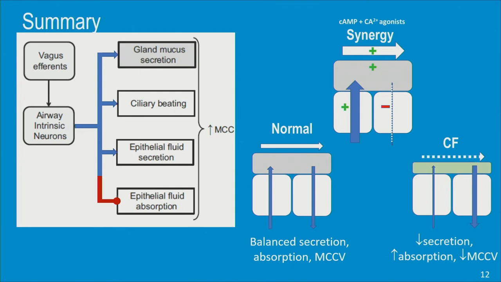As shown on the right, we think there are three basic models. In the normal airway, secretion, absorption, and mucociliary clearance velocity are all balanced. If they weren't, you would either fill up with fluid or go dry. In CF, they're not balanced. There's less secretion, more absorption, and so slower clearance velocity with all of the terrible things that then happen. We think synergy by increasing secretion and inhibiting absorption can partially reverse the CF effects.